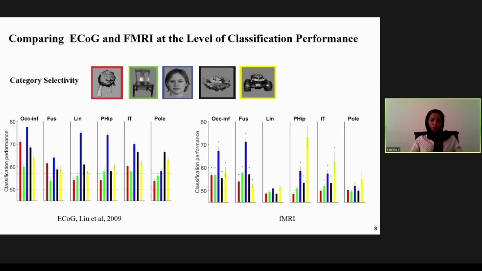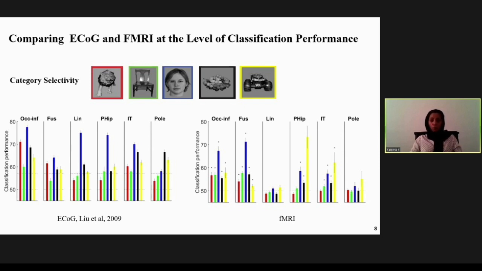For each region, there are 5 bar charts, each showing the accuracy for classifying each category versus all the other categories. The bars are color-coded. For example, the blue bars are the accuracy for discriminating between the faces and all other categories. As shown in this figure, occipital inferior and fusiform areas are more selective to the faces than to the other categories in ECOG and fMRI.